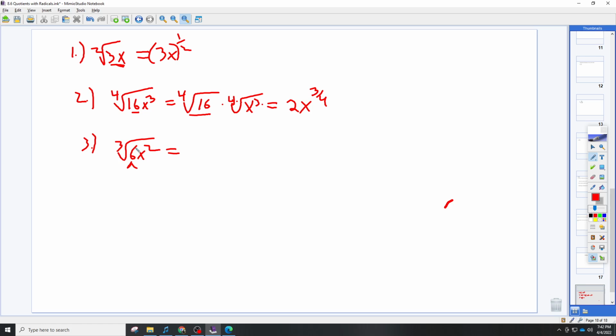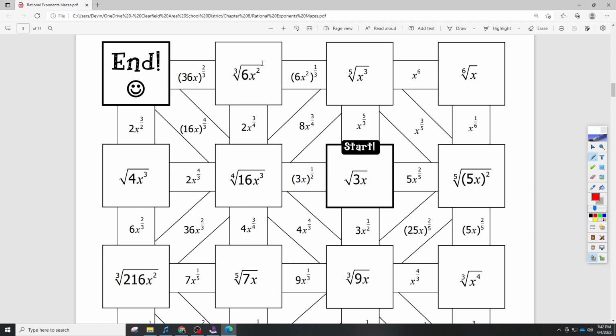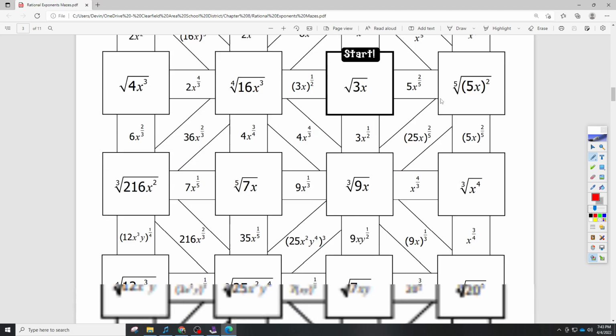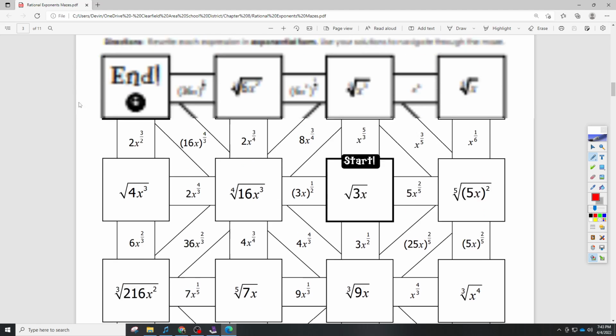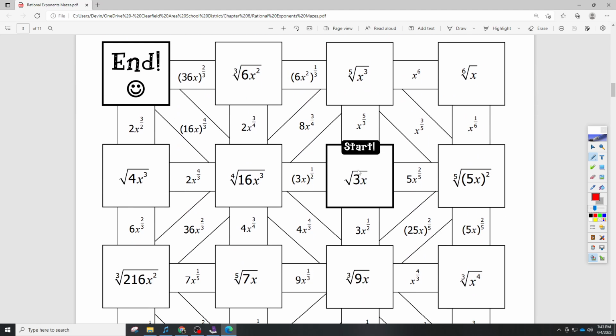Just remember to put parentheses around this. And we don't have anything going in for the x's either. 3 doesn't go into 2. So we're going to keep this 6x squared, parentheses, raise it to the power of 1/3. So 6x squared to the 1/3. And you're going to keep doing this and hopefully make your way through this maze till you get to the end in the corner here. So this one takes a left, up, and then to the right.